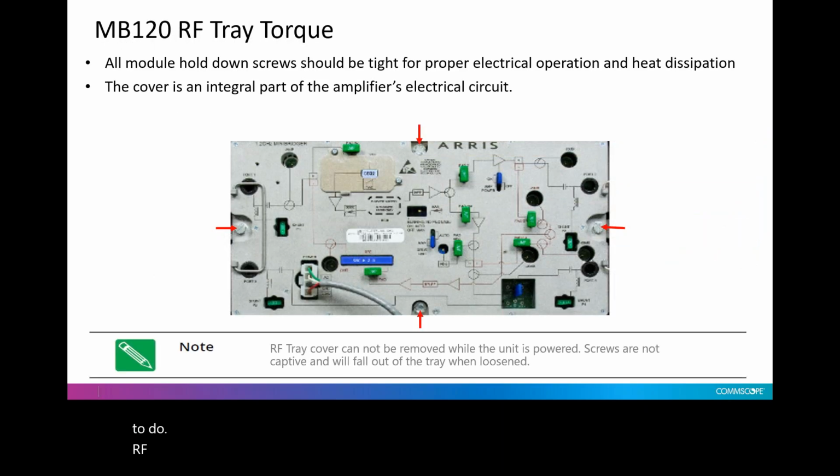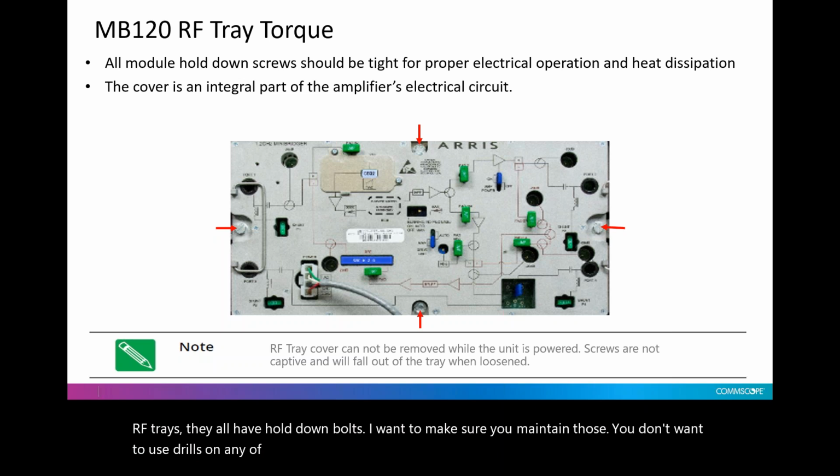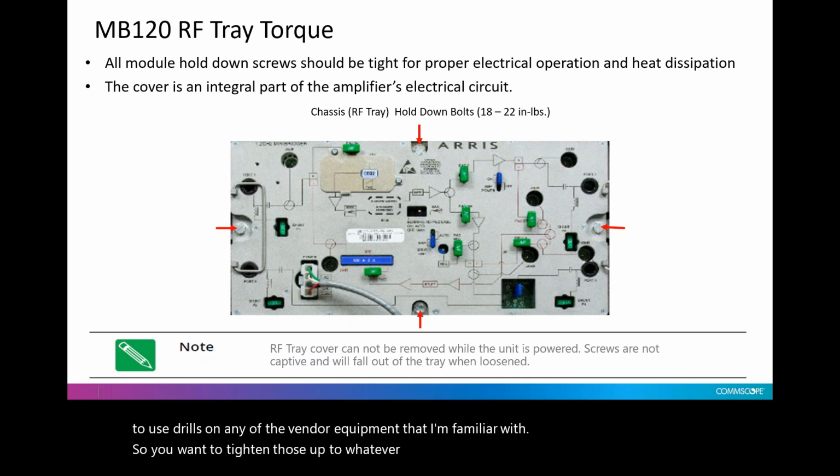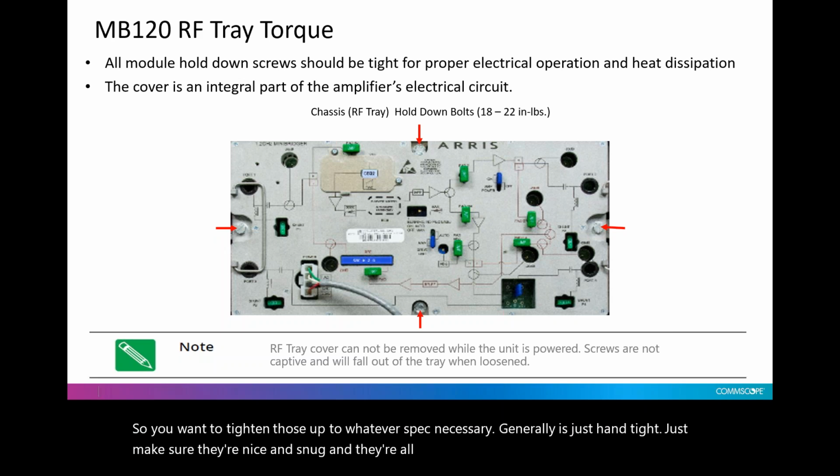RF trays, they all have hold down bolts. Want to make sure you maintain those. You don't want to use drills on any of the vendor equipment that I'm familiar with. So you want to tighten those up to whatever spec necessary. Generally, it's just hand tight. Just make sure they're nice and snug and they're all tightened up. They're not missing or anything.